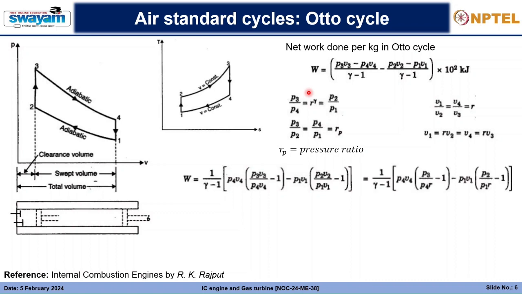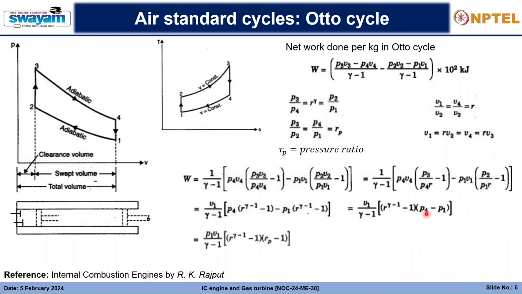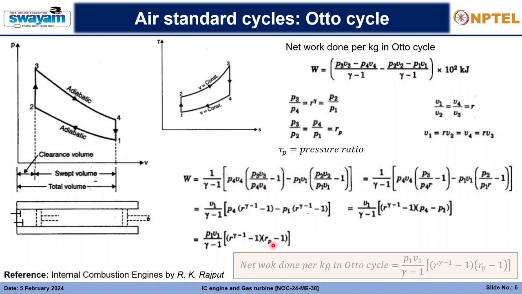So we are trying to simplify the equation out here, and finally we will get a far simplified equation, but again we need it in terms of P1, right? So eventually we divide it by P1 and we will get this rp, P4 by P1 part, which is the pressure ratio, and accordingly the net work done per kg in the Otto cycle will be P1 V1 by gamma minus 1 into r gamma minus 1 minus 1 into rp minus 1. So that's a big formula, but you can try to memorize that.